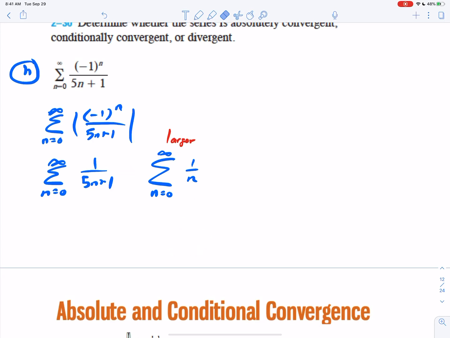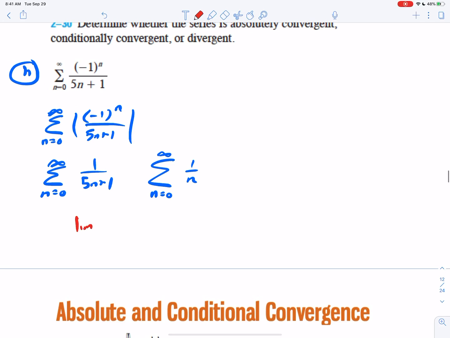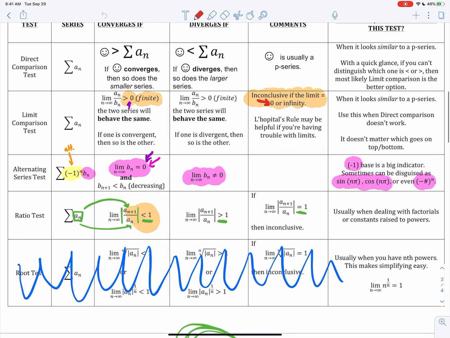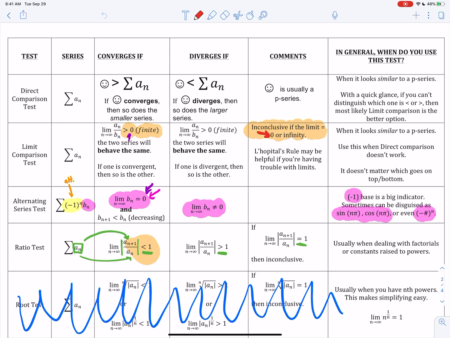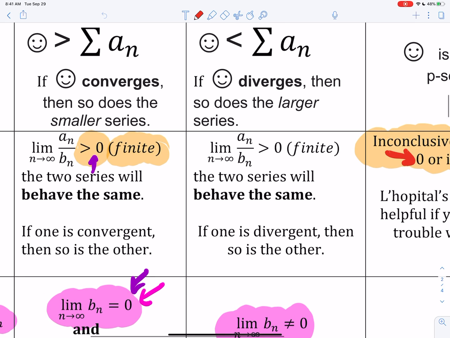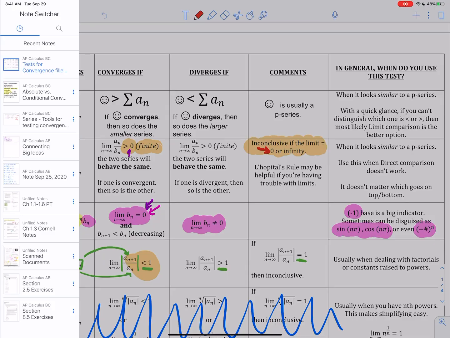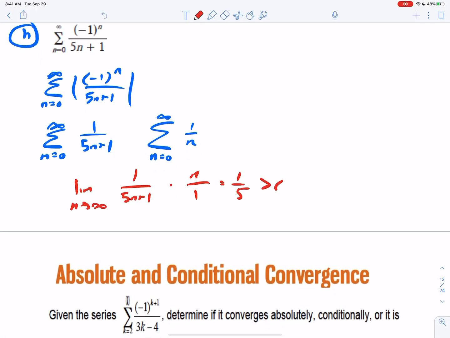Let's try the limit comparison test. So the limit as n goes to infinity of one on top of the other, okay, this is going to come out to 1/5. So let's take a look at our limit comparison test. Okay, so the limit comparison test says that as long as it comes out positive and finite, they both will behave the same. Okay, so here we go. We see that it's positive and finite. Therefore, both series will behave the same.